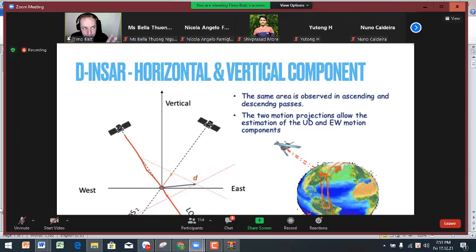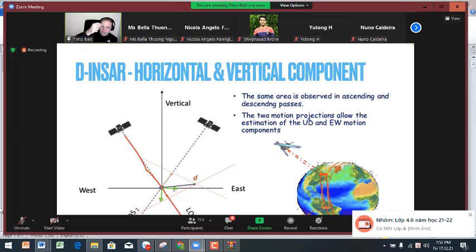If we only have one orbit, if we only look in one direction, we cannot separate that. We do not know if the motion we are measuring is going down or moving to the side. If we have only one measurement, we have this line of sight deformation. Let me use another color. If we have deformation going down, that would give a certain phase component in the line of sight direction. If we have a motion toward the east, that would also give a component in that line of sight direction, and we can't actually separate them. We wouldn't know if it's going down or eastward, just from one direction, because we only measure that component of the motion.